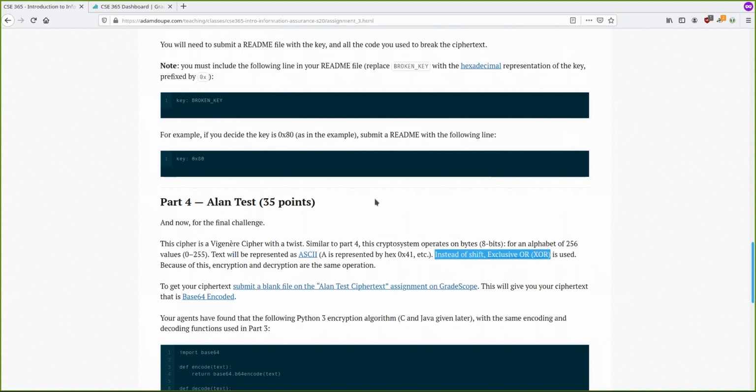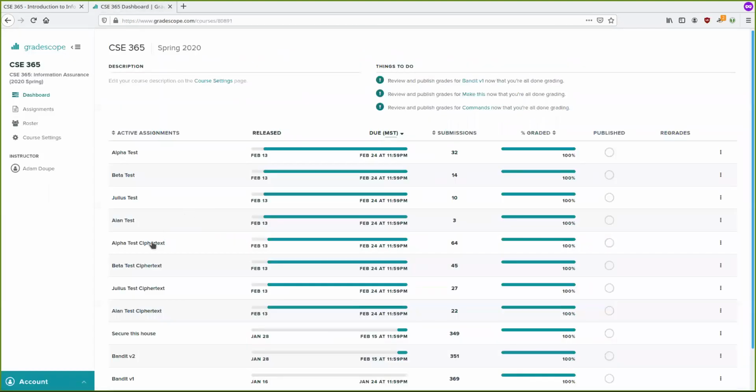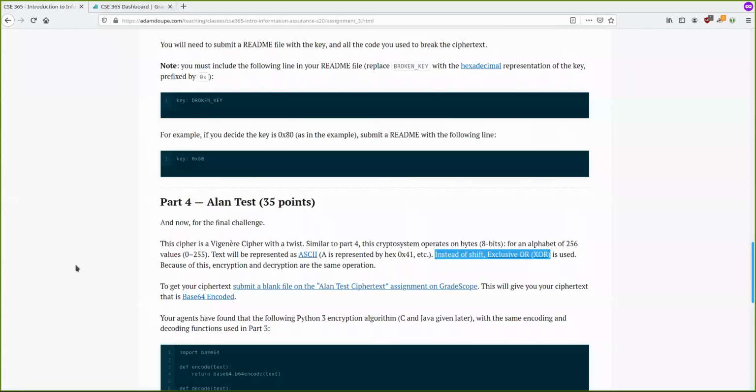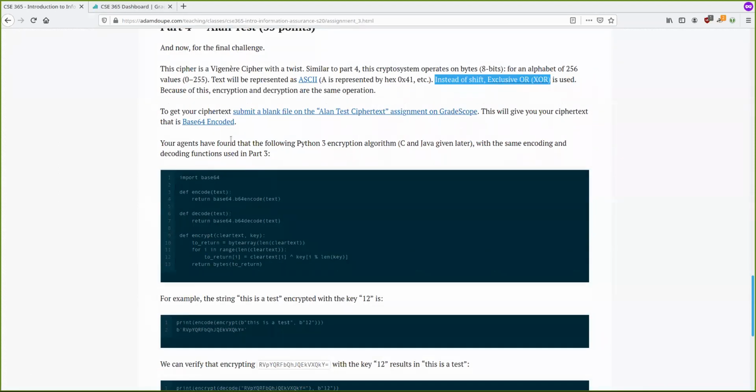Similar to all the other parts in this assignment, you submit a blank file on the test ciphertext problem to get the ciphertext that you need to break, and you need to submit the solution to the test problem. And again, the ciphertext that you receive will be encoded using base 64 that you would have to decode before you actually attempt breaking it.